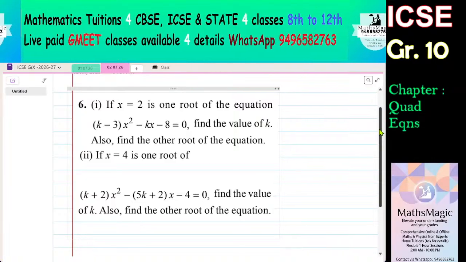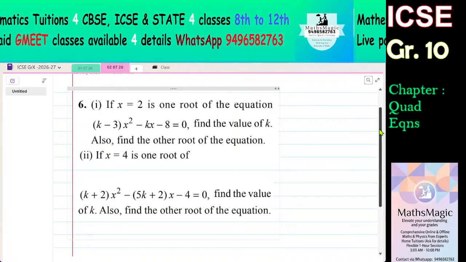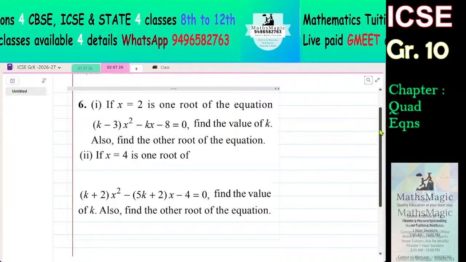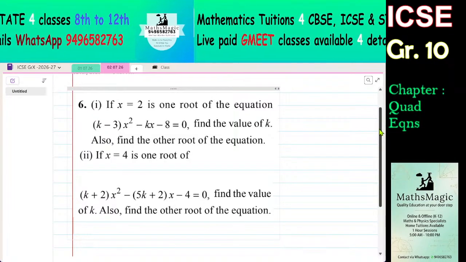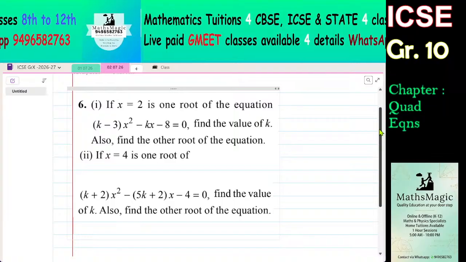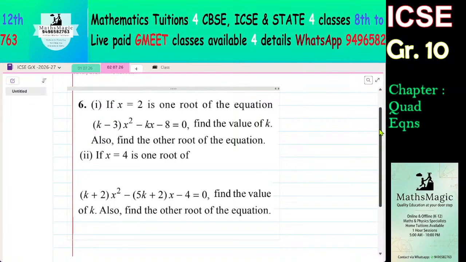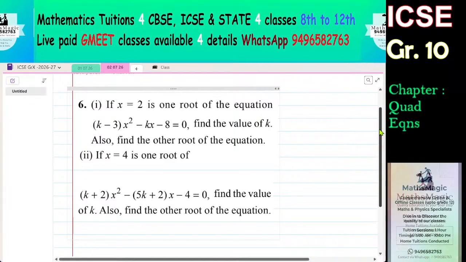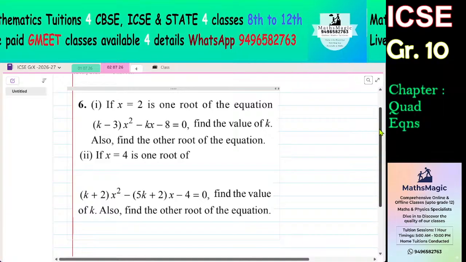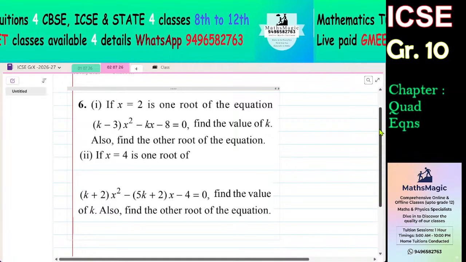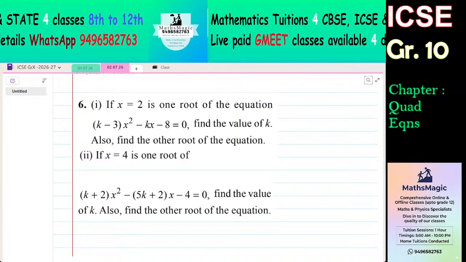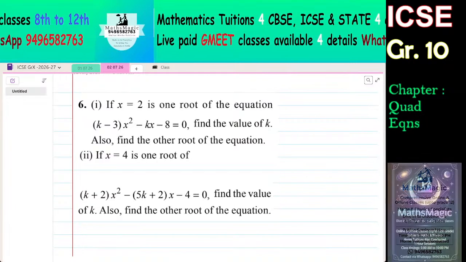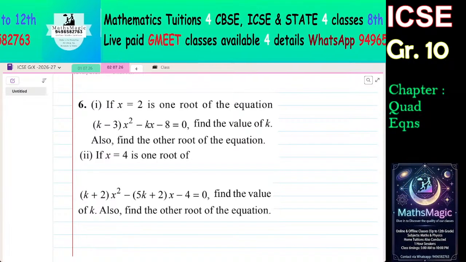Second subdivision, if x equal to 4 is one root of (k plus 2)x squared minus (5k plus 2)x minus 4 equal to 0, find the value of k. And as before, also find the other root of the equation. So copy down the first question and we will discuss how to solve the first one.